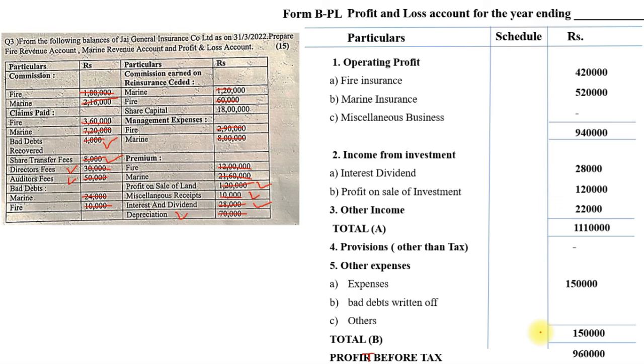So with this, we were able to solve the revenue account, marine account, and profit and loss account of Jai General Insurance Company. I hope everyone has understood both the types of sums that we had done in question number 3.